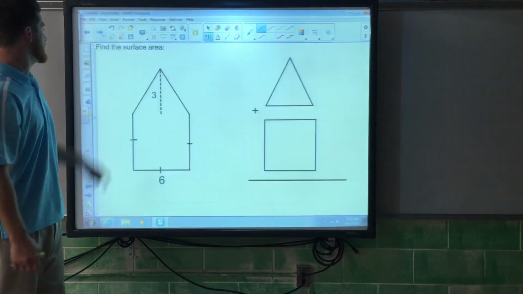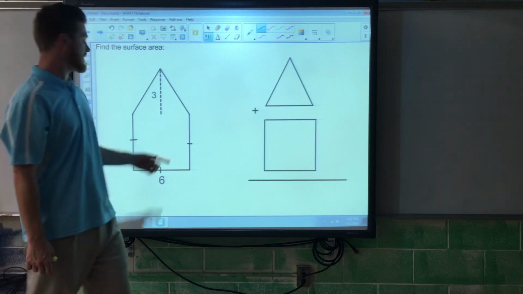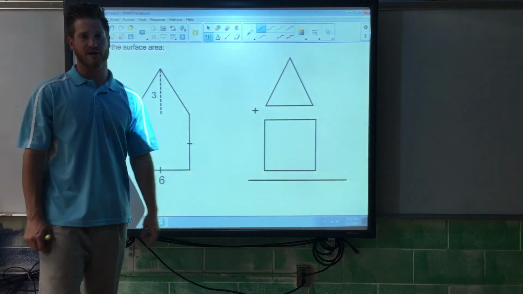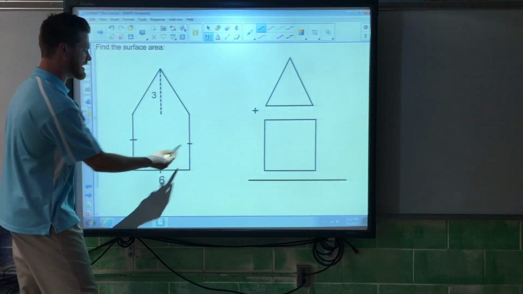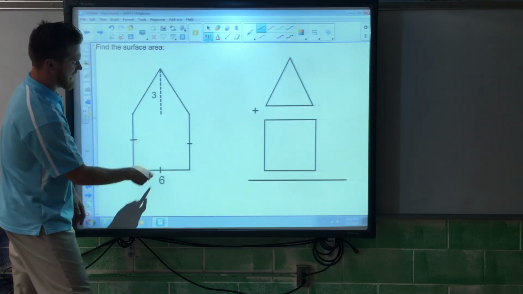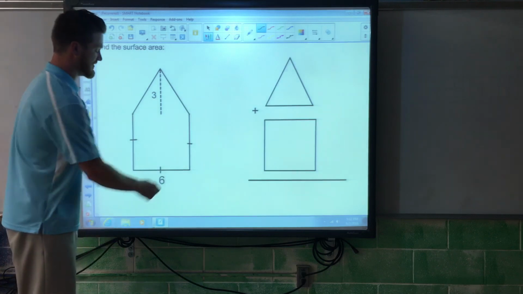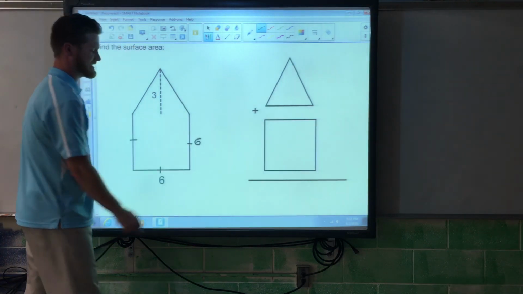Let's move on. Now, we have another one. A house-looking composite figure. The two shapes are a triangle and a square. I know it's a square because these little ticks tell me that all the sides are the same. So if this is 6, then this side is also going to be 6.